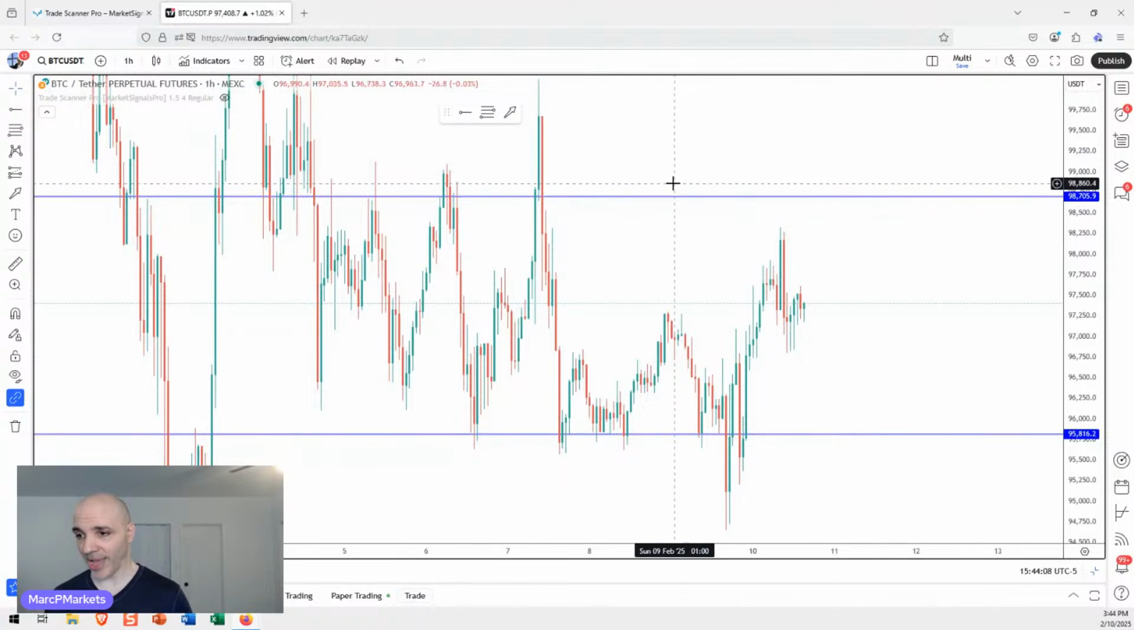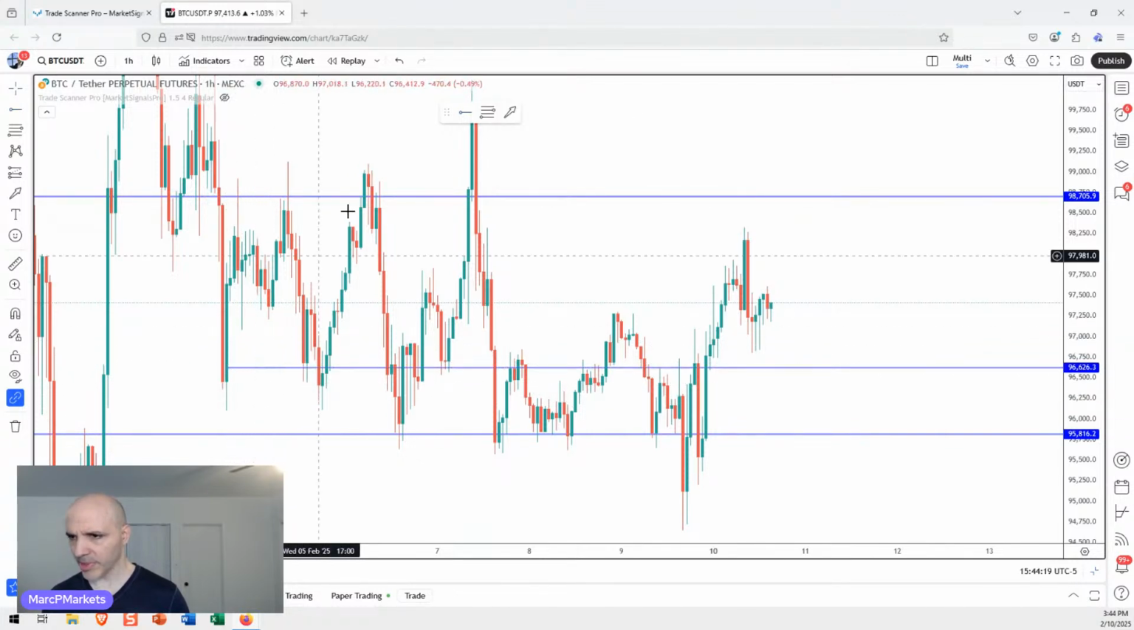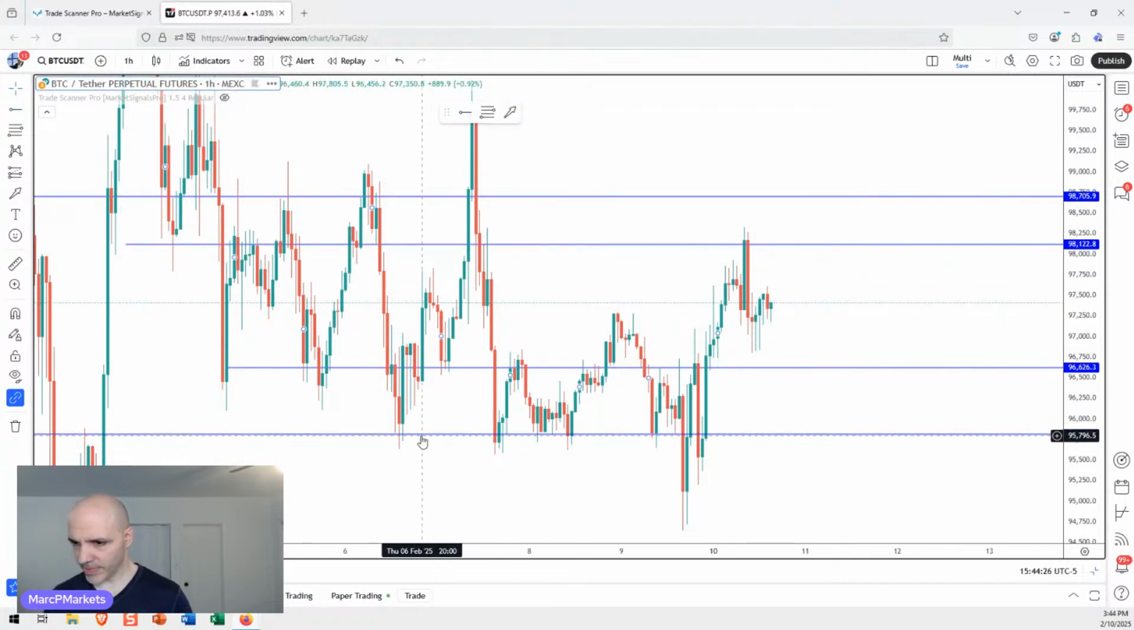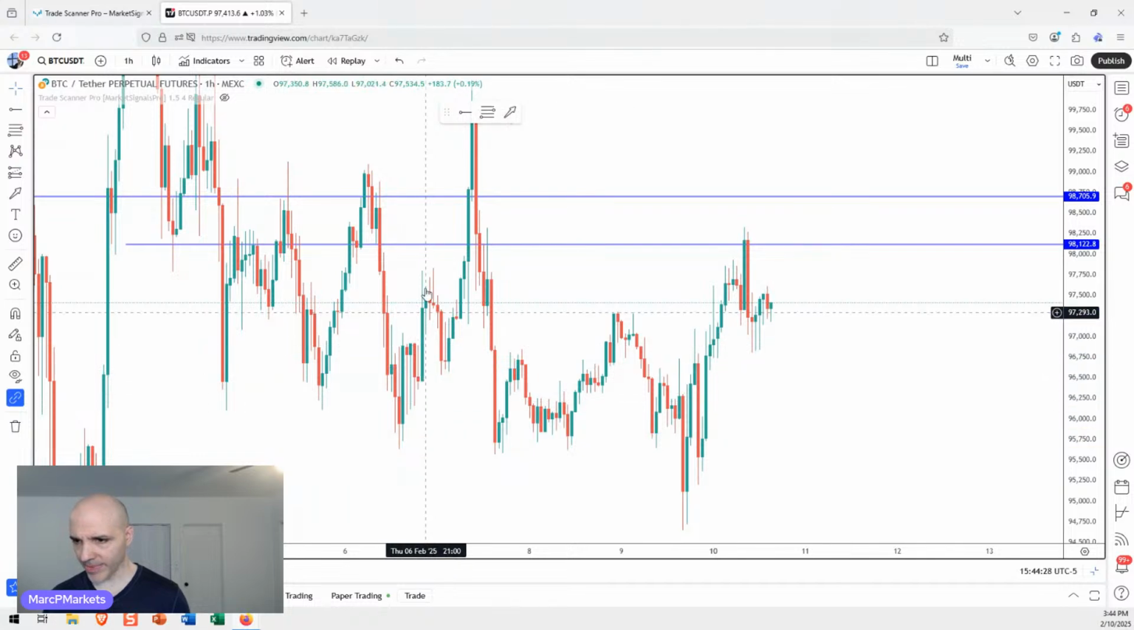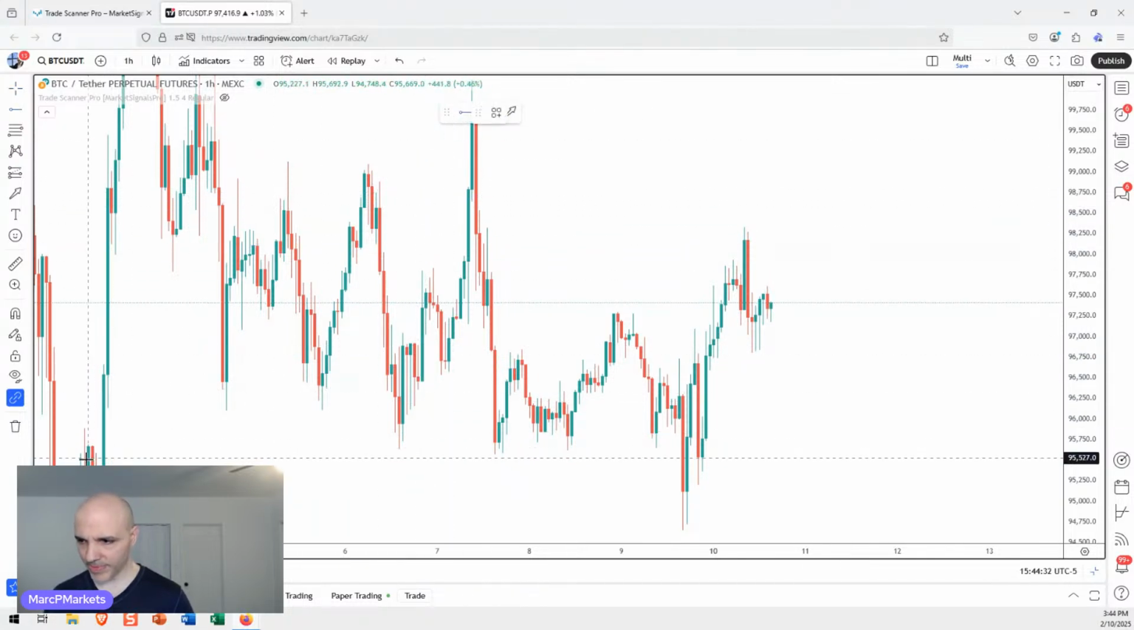I'll let you guys answer that while I draw some levels on here. Let's see. What am I looking for? Two components. What am I looking for first? I'm trying to come up with a trade idea, right? Trying to come up with a trade idea. So what am I looking for?